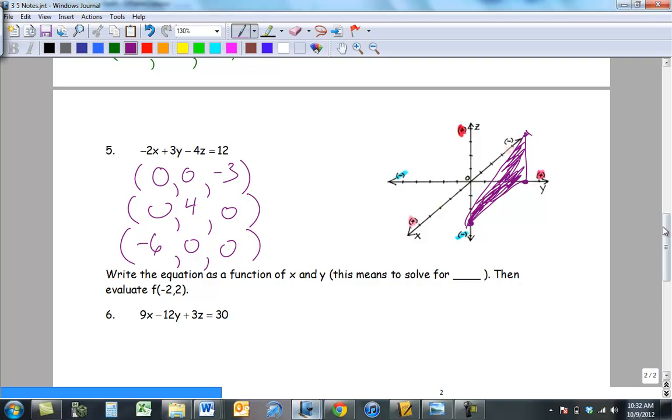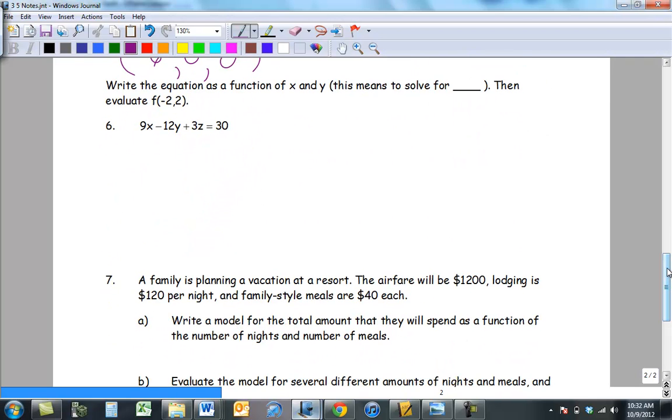All right, that brings us to our next phase. Next phase is write the equation as a function of x and y. This means solve for z. Then evaluate f of negative 2, 2. Now, what does this look like? This looks kind of like function notation, right? Let's pause there. First of all, it says write the equation as a function of x and y. That means solve for z.